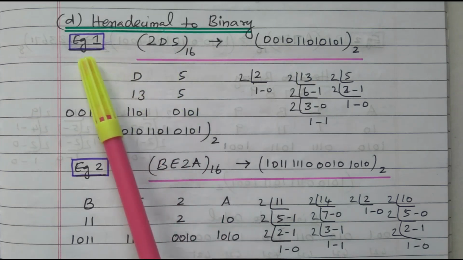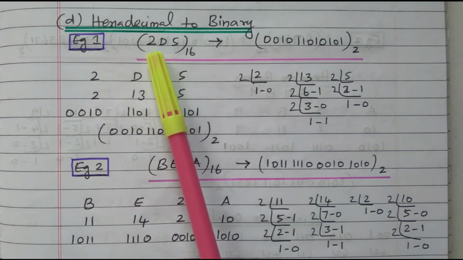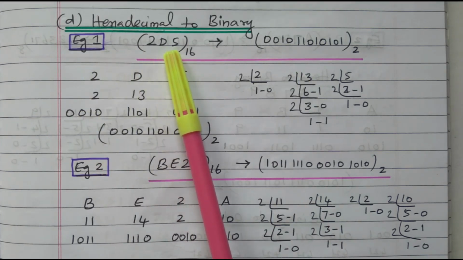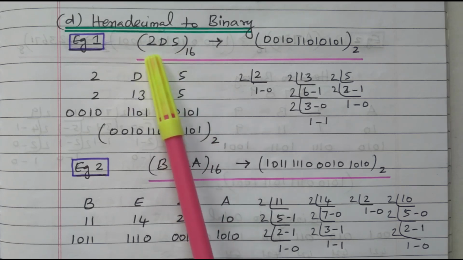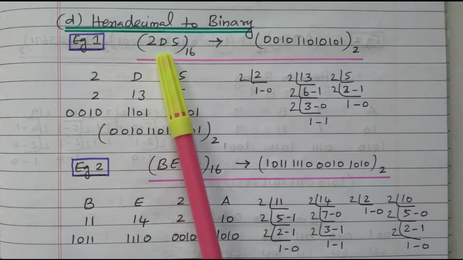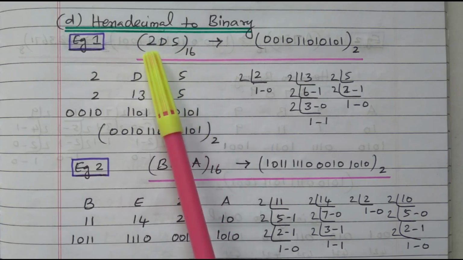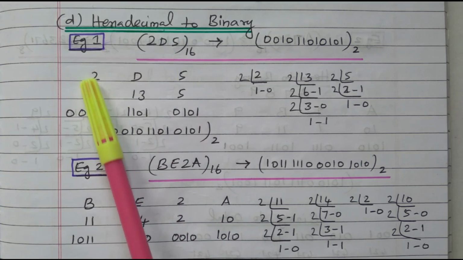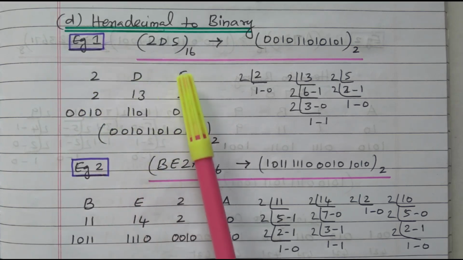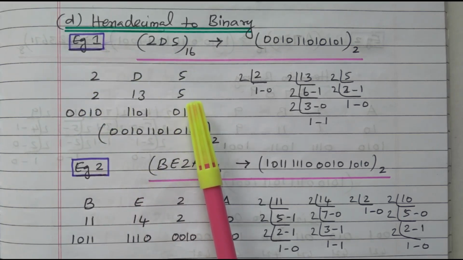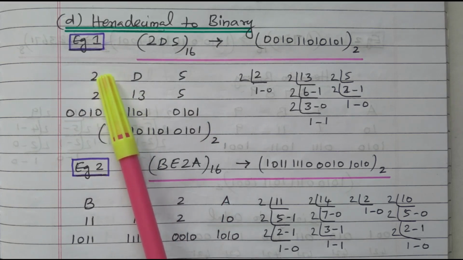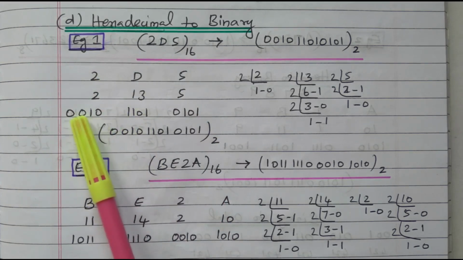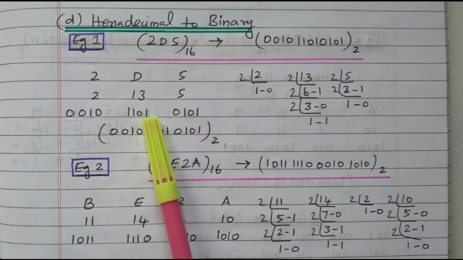So first we go to example 1. The first number given is 2D5, base 16. So the given hexadecimal number is 2D5. First write 2D5 separately: 2 separately, D separately, 5 separately. Now convert this hexadecimal number into binary and make each one 4 digits.